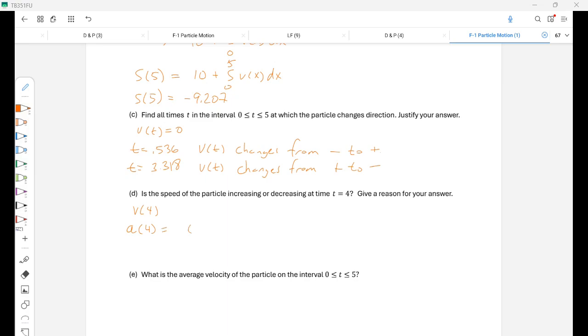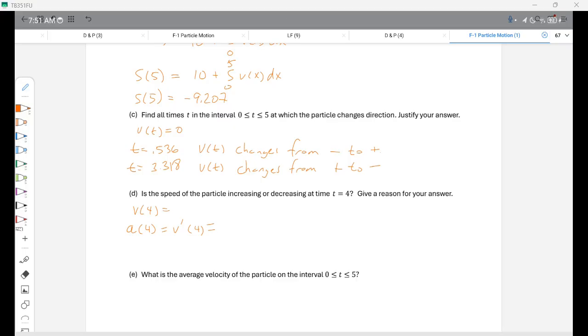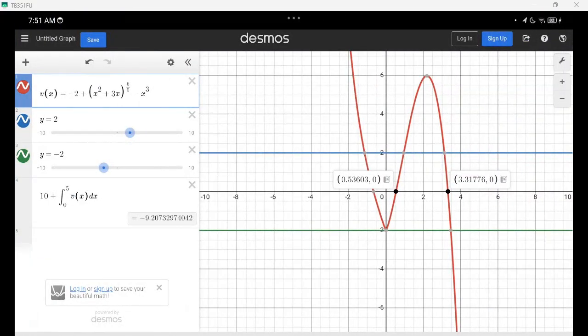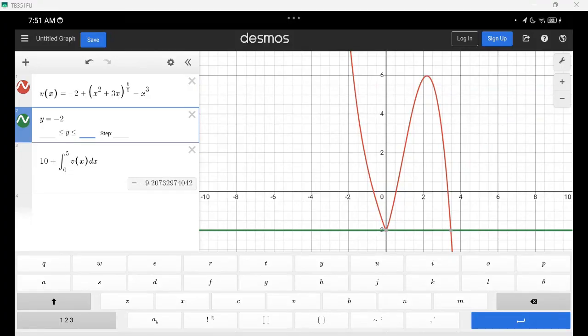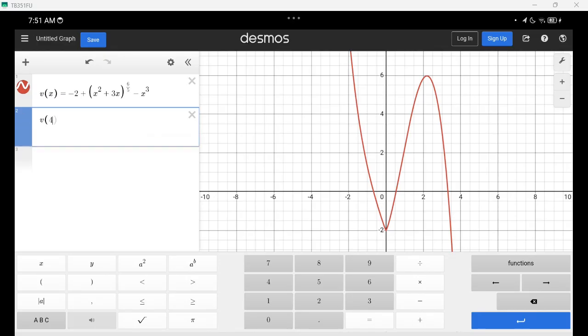What am I going to type in to get the A of 4? V prime of 4, exactly. So this is what my setup should look like. And then this takes a half a second over in Desmos, because maybe I'll get rid of this stuff since I'm getting messy over here. But all I need to do is type in the V of 4 and the V prime of 4.